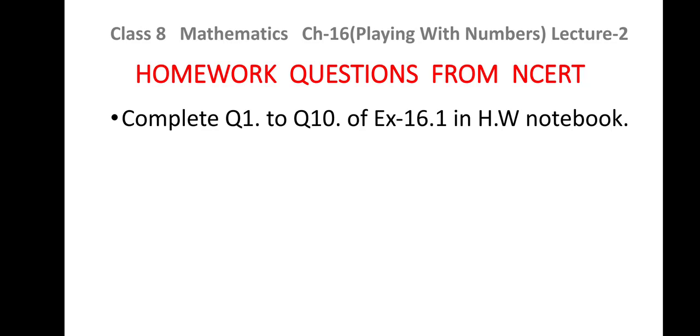So dear children, what we have learnt in this lecture, I am summarizing this now. We have learned that if I reverse the digits of a 3-digit number, then the difference of a 3-digit number ABC, where A is greater than C, and the number obtained by reversing the digits is always divisible by 99, and by the difference of the digits at hundreds place and units place.